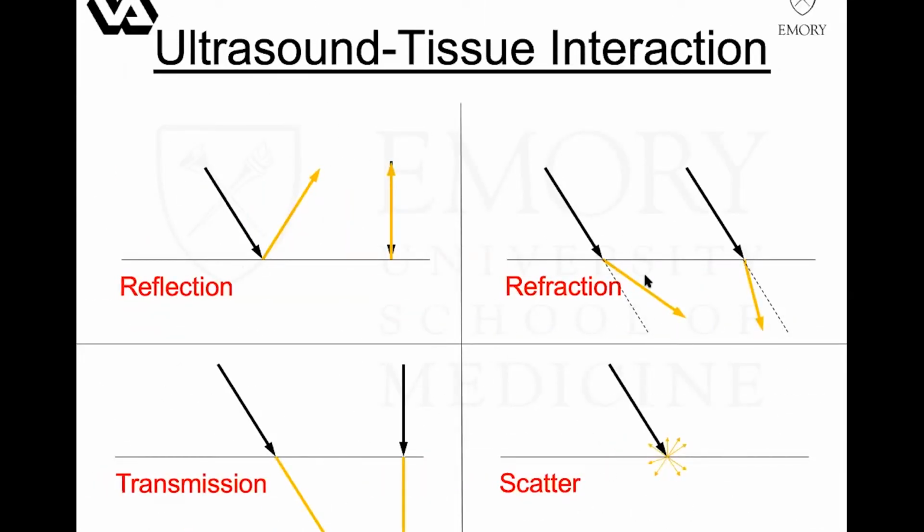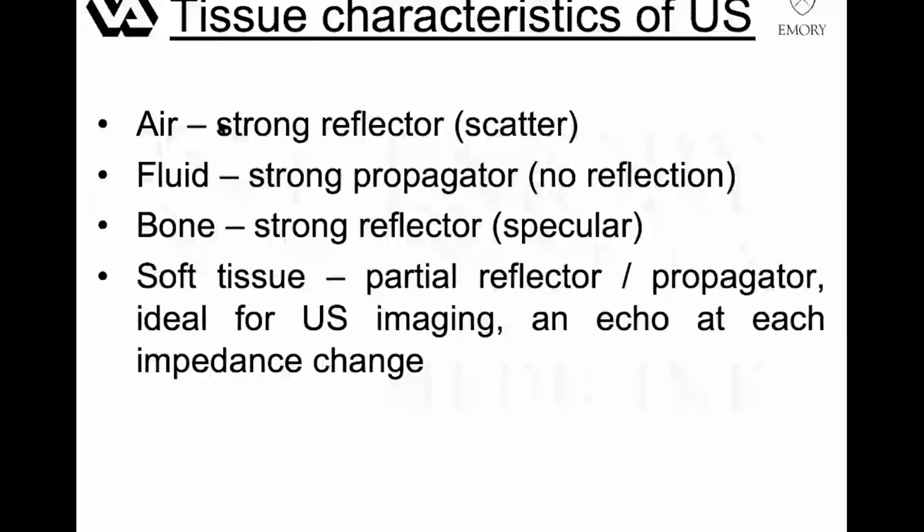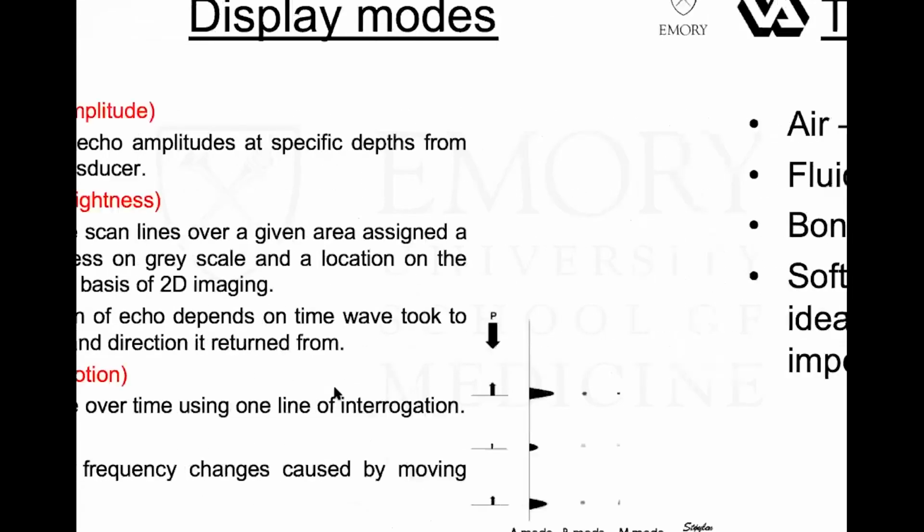Ultrasound has different tissue interactions: reflection, refraction, transmission, and scatter. In general, the usage of gel improves impedance mismatch, which helps with this. In terms of tissue characteristics, air is a strong scatter reflector, fluid is a propagator, bone is a strong specular reflector, and soft tissue is a partial reflector, which is ideal for ultrasound imaging. You get an echo whenever the impedance changes.